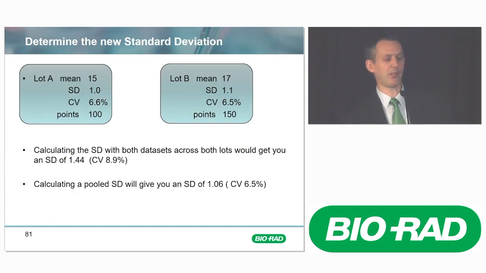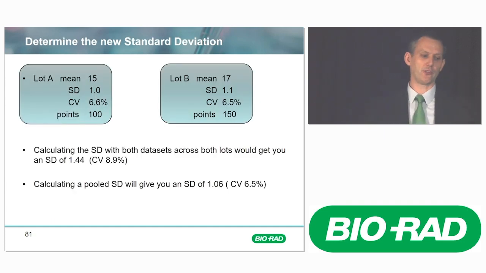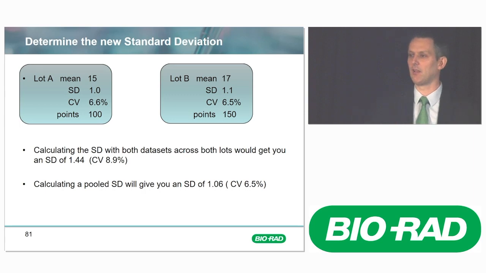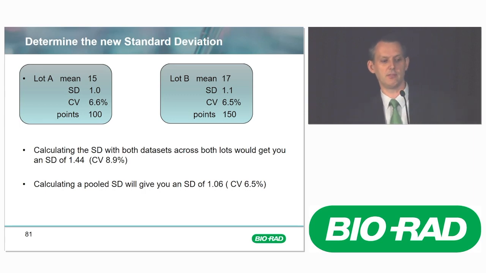So I put a little example in here. I show you lot A and lot B, but lot A and lot B could also be 2 months of the first of your current lot and 2 other months after you had the shift of a calibration or a reagent or a maintenance, for example. So what you see is that your lot A was running at a mean of 15 with a standard deviation of 1, so a CV of 6.6, and lot B has a little different mean, so it has 17. Similar standard deviation, similar CV.